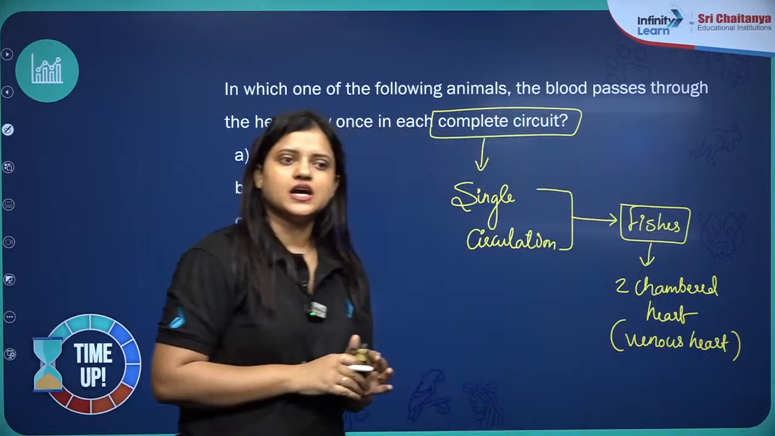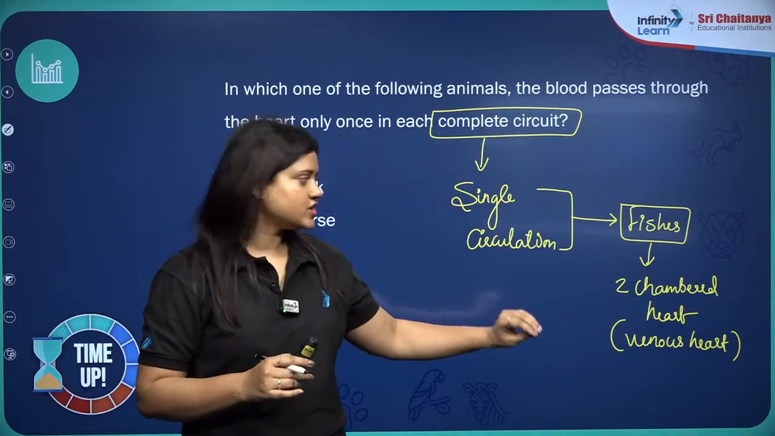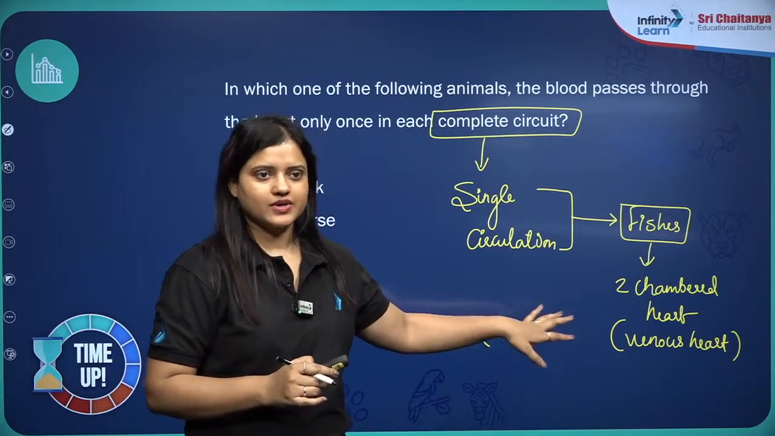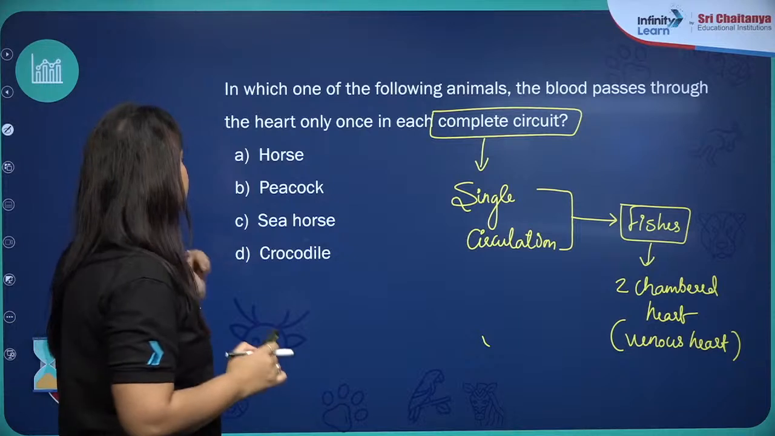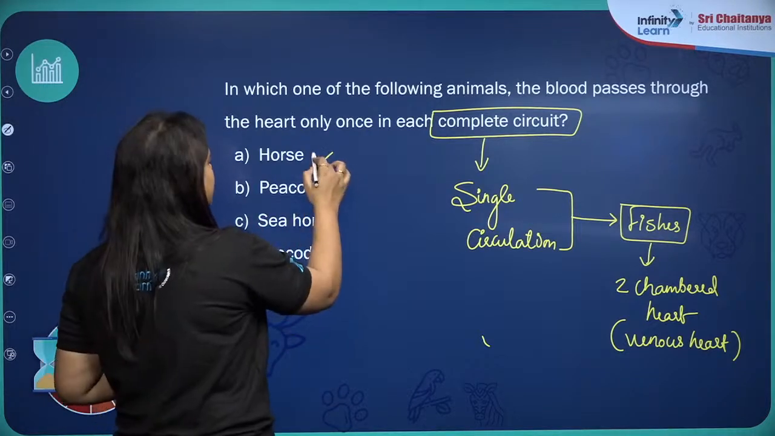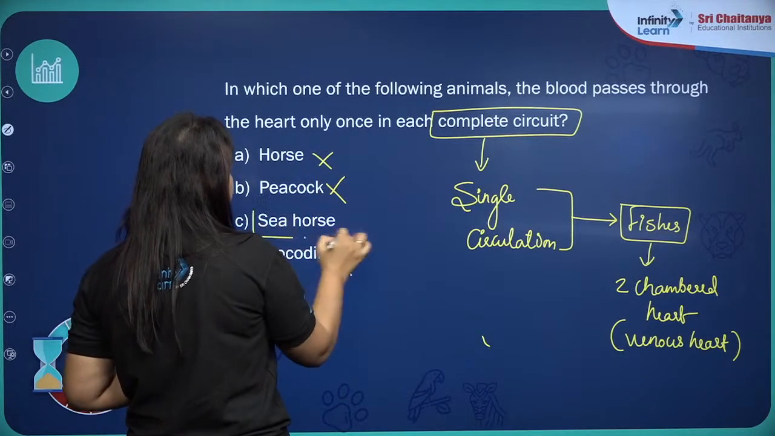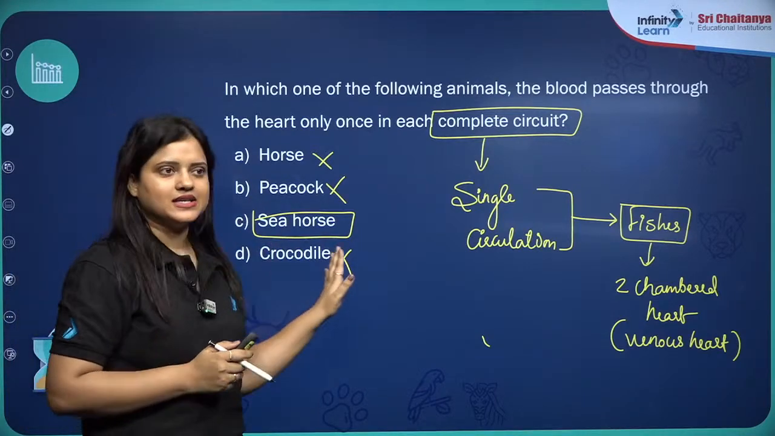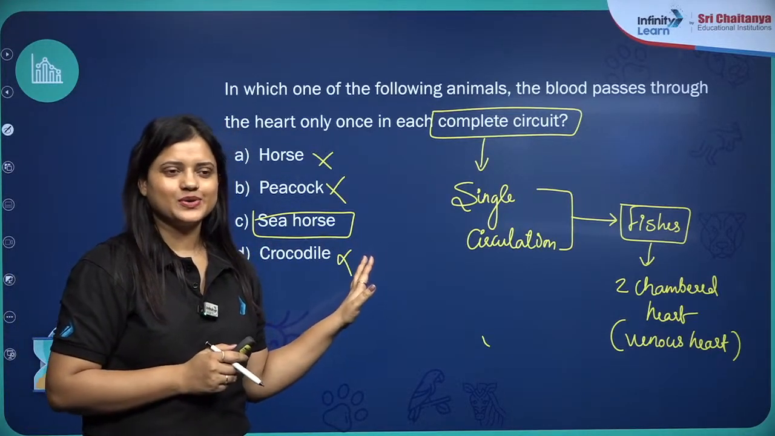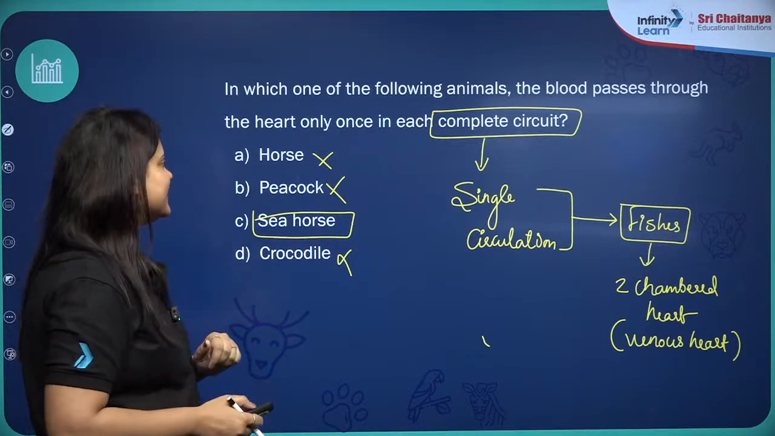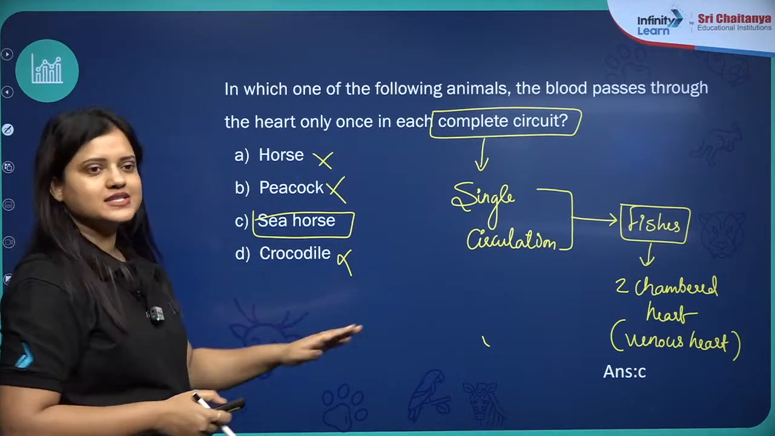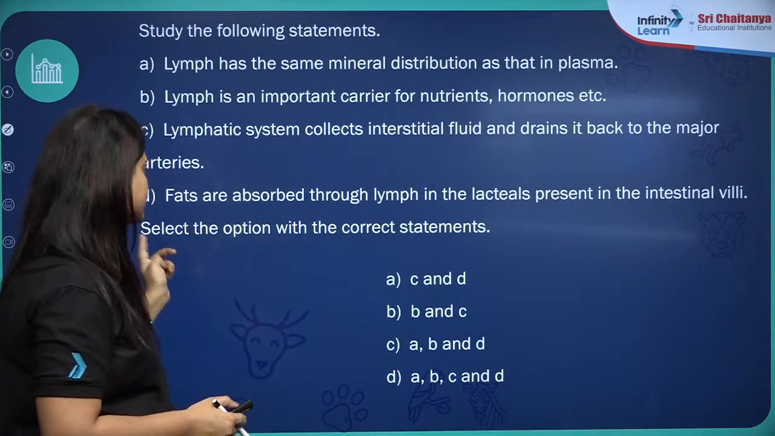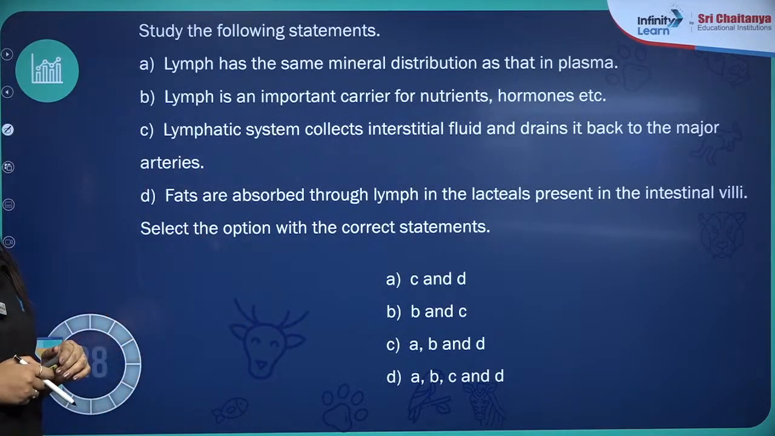Why do we call it a venous heart? Because only deoxygenated blood is pumped through this two-chambered heart. So in case of fishes, this condition will be there. Definitely the answer will be a fish, which is seahorse here, which is a bony fish. So answer is C. Clear? No confusion? Okay, perfect. Now let's move on to the next question. Try this question, and your time starts now.